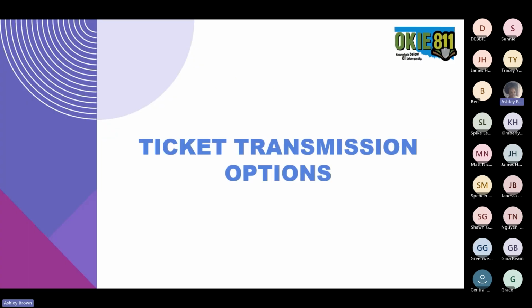Now that we've looked at what an output is and how to view the outputs that your organization has selected, let's take a look at the types of ticket transmission options, also known as output types, that Oki 811 has available.